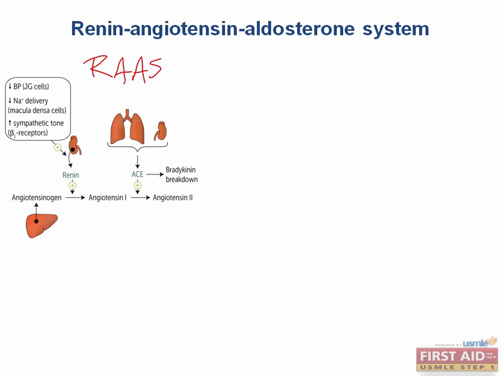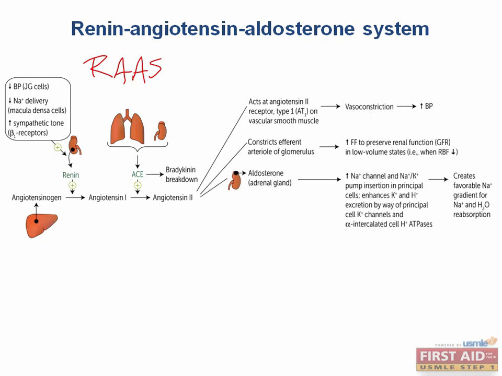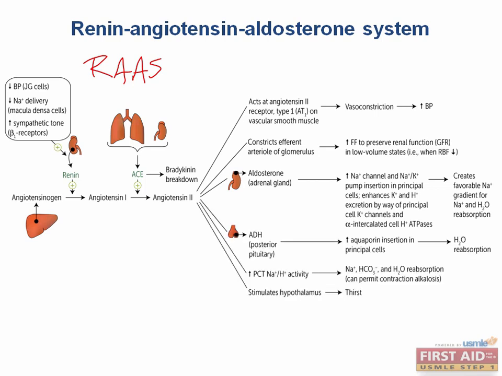Angiotensin 1 is then converted into angiotensin 2 by ACE in the lungs. Angiotensin 2 has a number of effects to increase blood pressure. It stimulates general vasoconstriction as well as constriction of the efferent arteriole in order to maintain the GFR. It stimulates the release of aldosterone from the adrenal gland, which goes on to stimulate the reabsorption of sodium and therefore water in the collecting tubules. Angiotensin 2 stimulates the release of antidiuretic hormone from the posterior pituitary. This allows for water to be reabsorbed through the aquaporin channels in the collecting tubule.